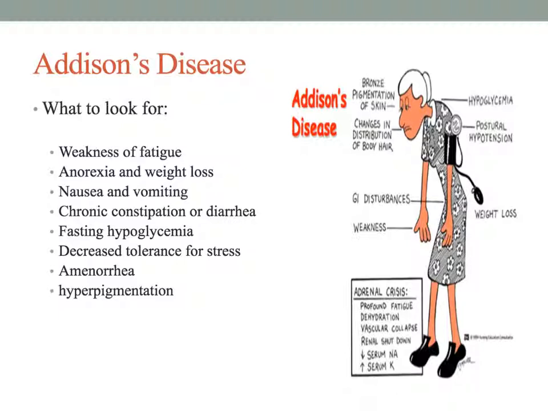Impaired secretion of cortisol results in decreased glucogenesis, which means that the blood sugar levels are not monitored well or managed well. It leads to hypoglycemia, which is listed here in the slide.